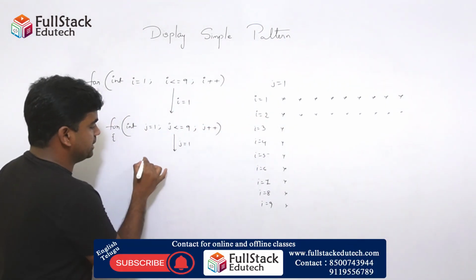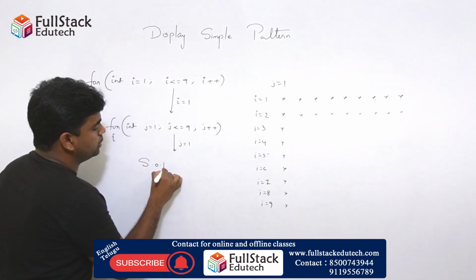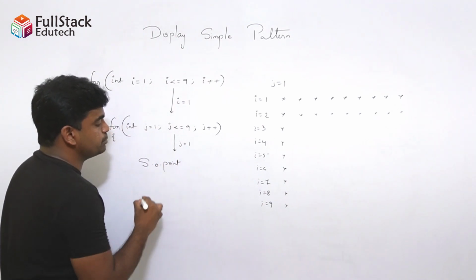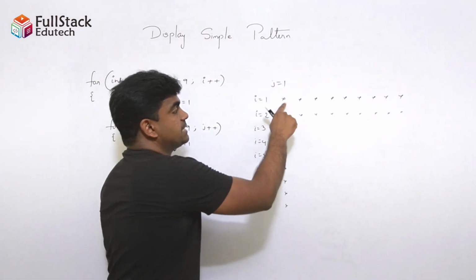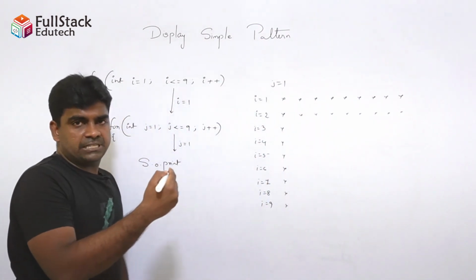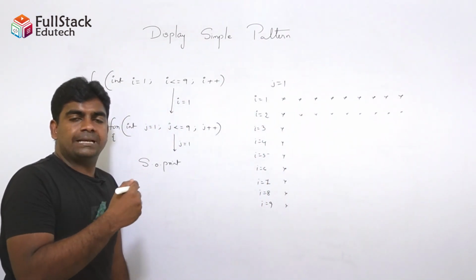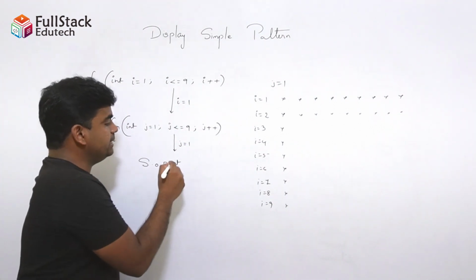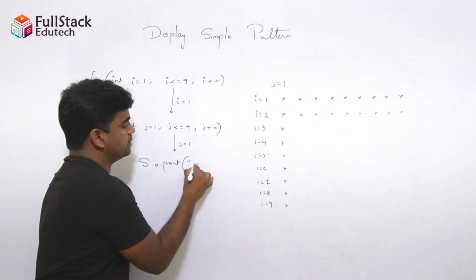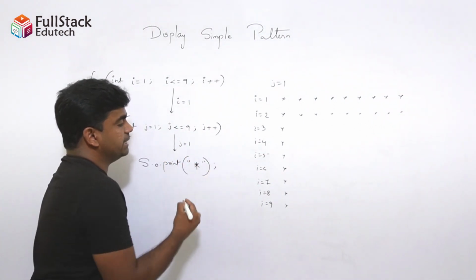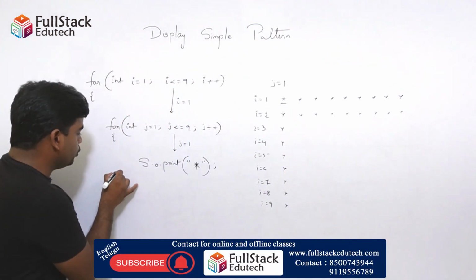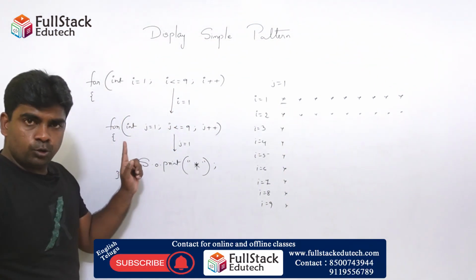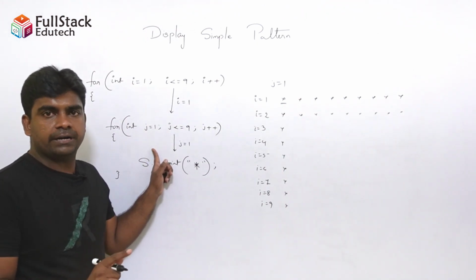Sir, how can we print? System.out.print. Don't use println, because we need to print stars side by side. Println means we send the control to the next line. Printing one star. This star will print. Next, that loop will repeat. Only the inner loop will repeat, as we know already.